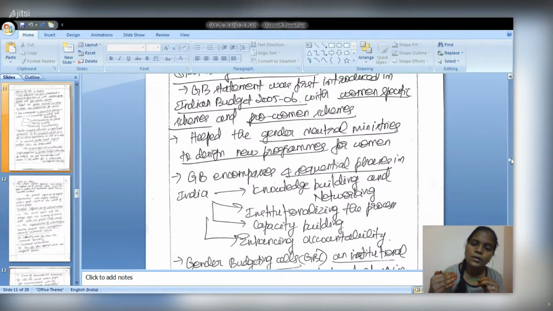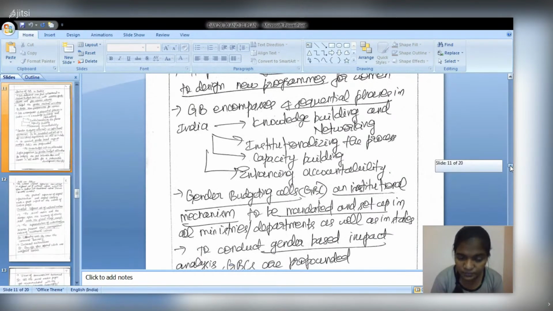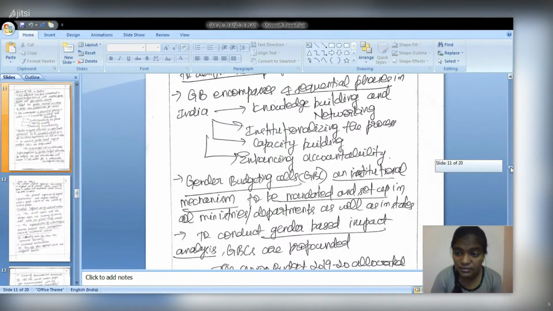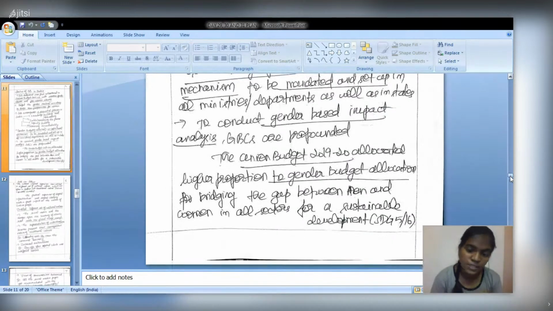Step by step we have to satisfy all these: knowledge building and networking, institutionalizing the process, capacity building, and enhancing accountability. These are the 4 sequential phases which have to be clearly satisfied one by one to promote gender budgeting in India. Institutionalizing the process is what mandated the formation of gender budgeting cells. These things have to be set up in our country, and in the 2019-20 budget, compared with the previous year's allocation for gender budgeting, a higher proportion of the amount was allocated for women.